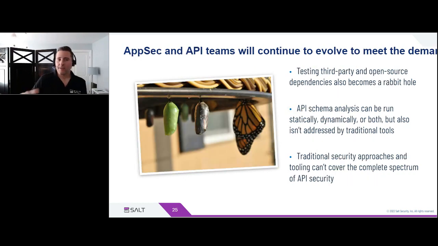The other piece of this prediction is that application security and API teams are going to continue to evolve to meet the demands of API security, because they are very demanding, right? It's cross-discipline, hopefully that's apparent at this point in the presentation. Rarely is it a code level only issue. It could be things in infrastructure.